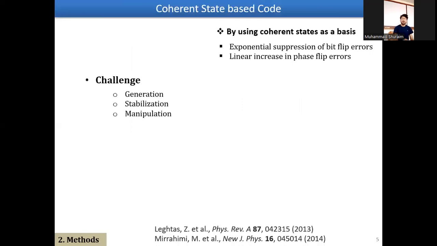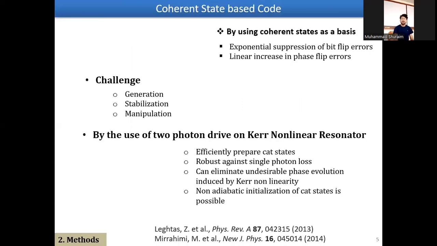So our main motivation is that by using those coherent states as a basis, we can exponentially suppress the bit flip errors, and there is a linear increase in the phase flip errors, but we can also counter this as well. But what is the challenge? The challenge is how to generate those coherent states, how to stabilize them, and then how to manipulate those coherent states for quantum information processing.